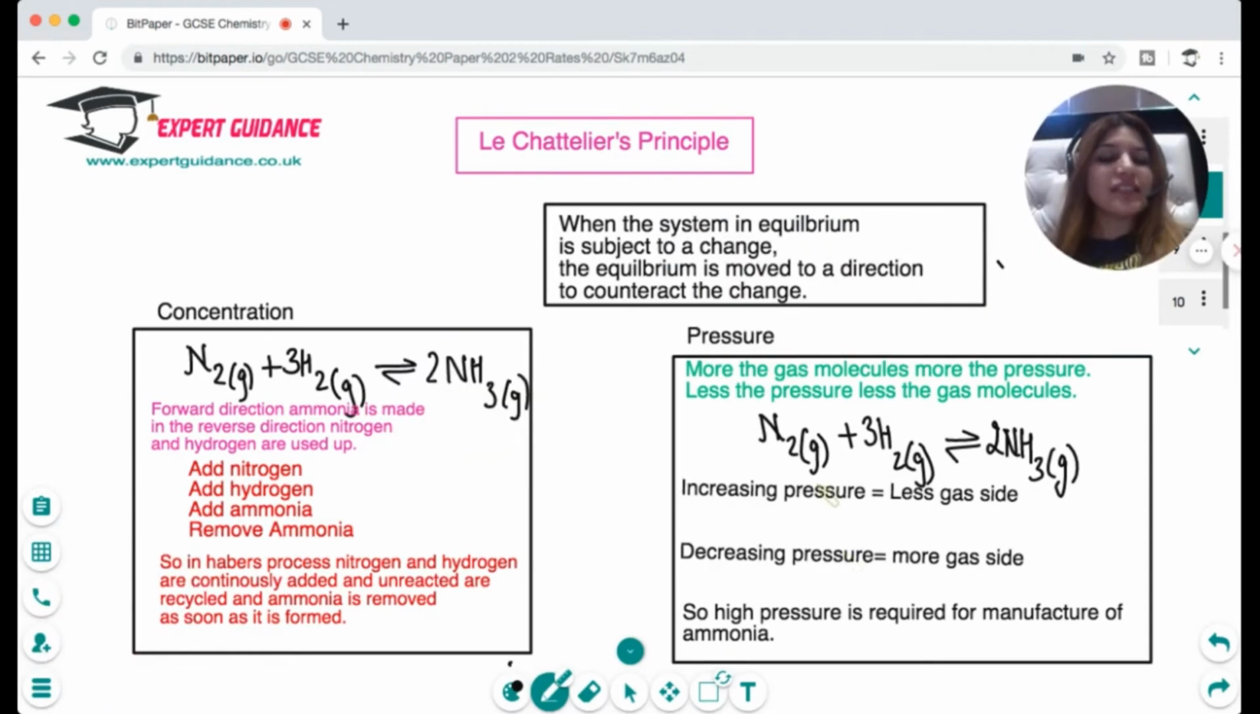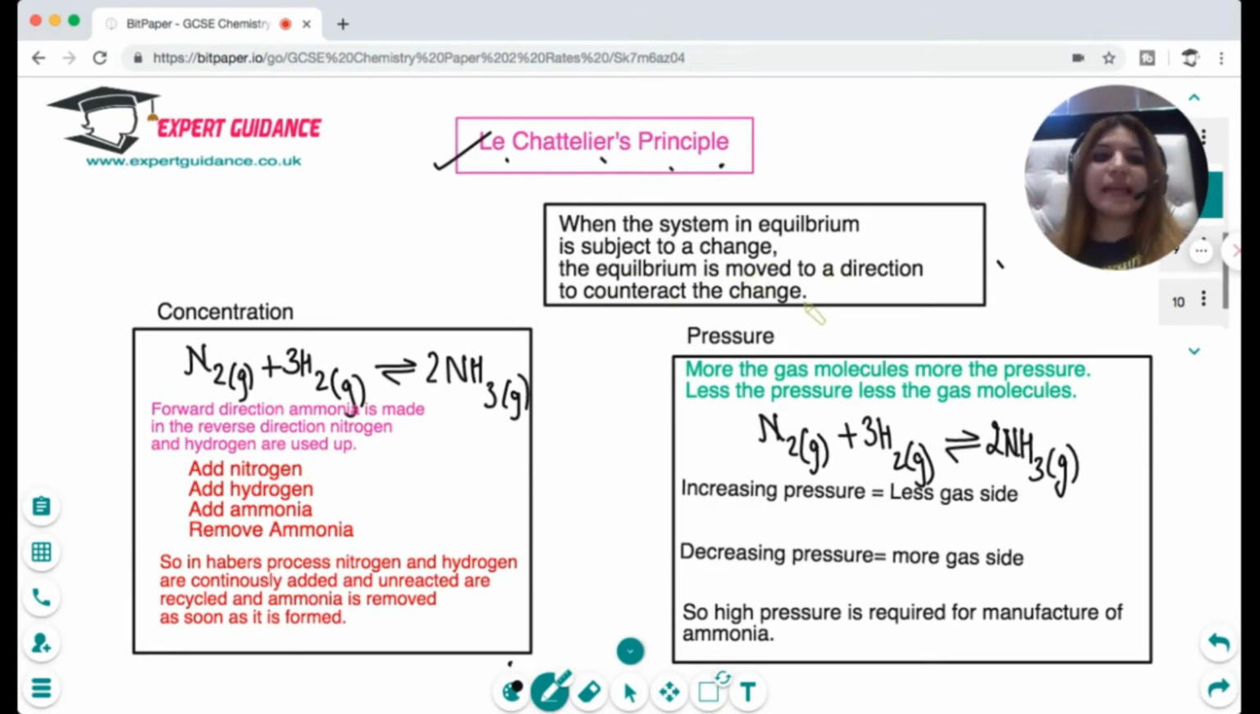Now, why are we studying equilibrium? So that we can alter equilibrium. And how can we alter equilibrium? By this Le Chatelier's principle. Now, first of all, remember the definition and always write it in the same way. When the system in equilibrium is subject to a change, the equilibrium is moved in a direction to counteract the change.